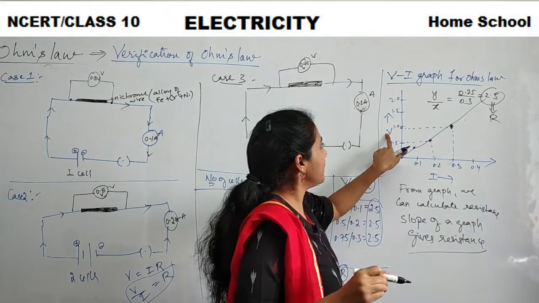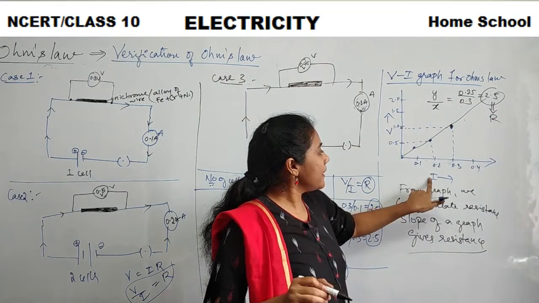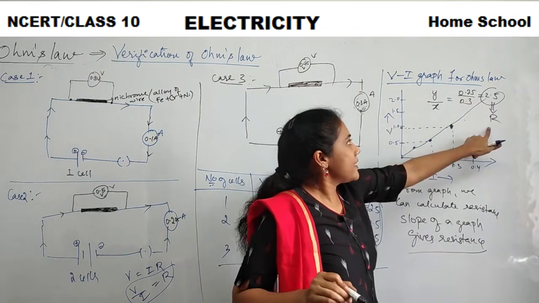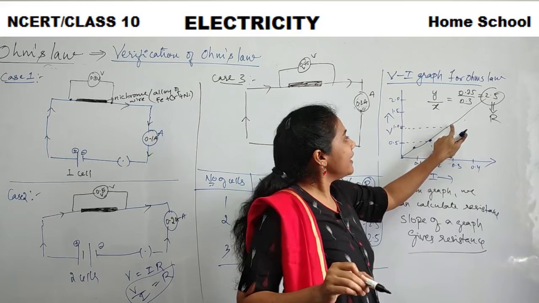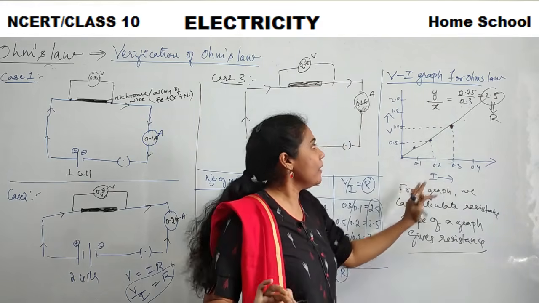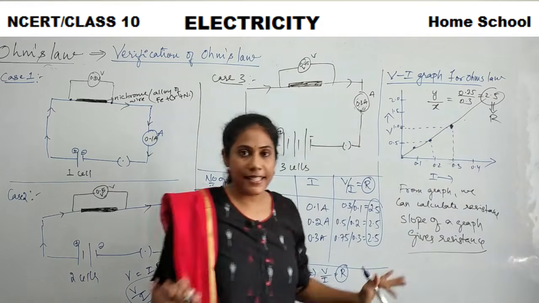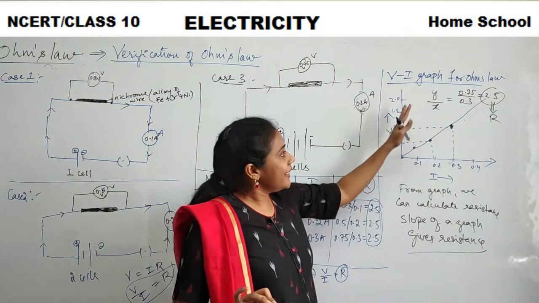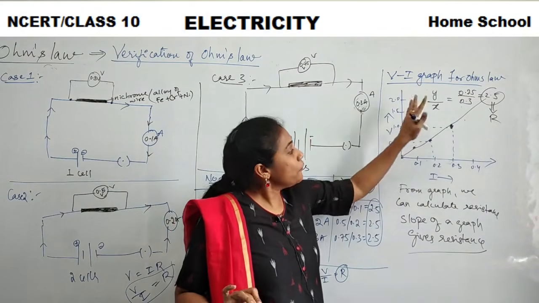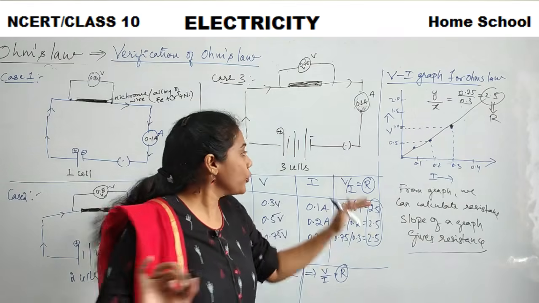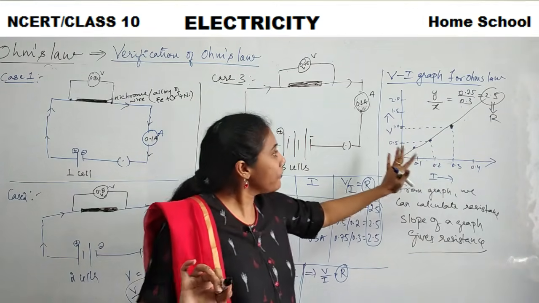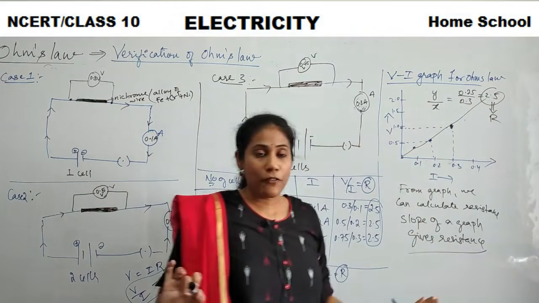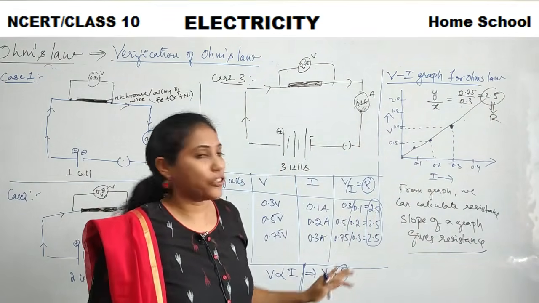So y is nothing but voltage. x is nothing but I. So V by I is resistance. So when you calculate the slope from a graph, you get the value of resistance. Problems can be asked to calculate a resistance value from a graph also, so you must know how to plot a graph and how to calculate resistance from a graph. Both ideas you should have.